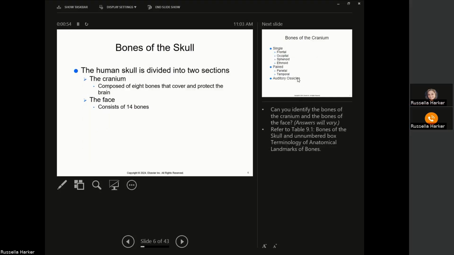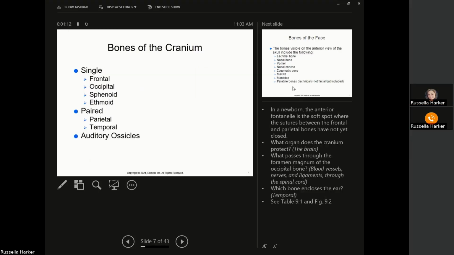The human skull has two sections. The first section is the cranium, and it's composed of 8 bones that cover and protect the brain. The face consists of 4 bones. The bones of the cranium have single and paired bones.